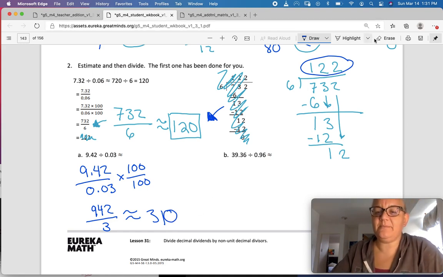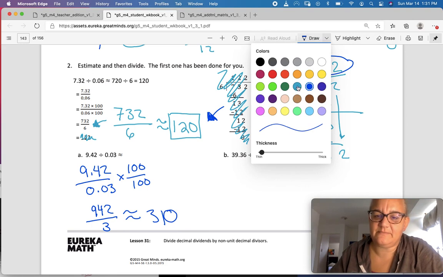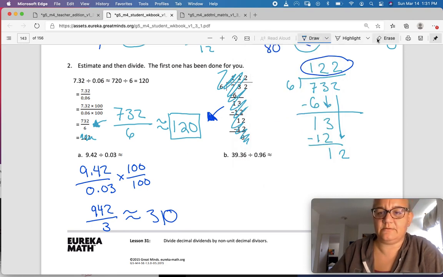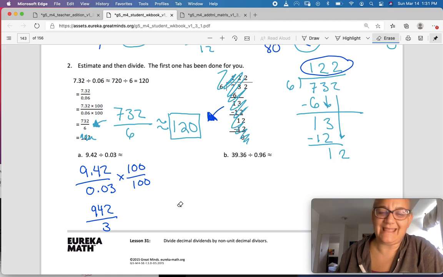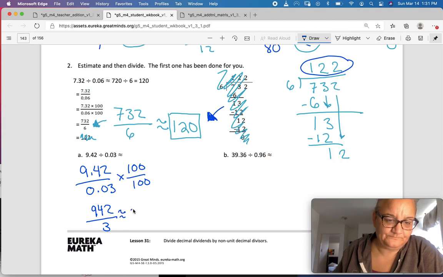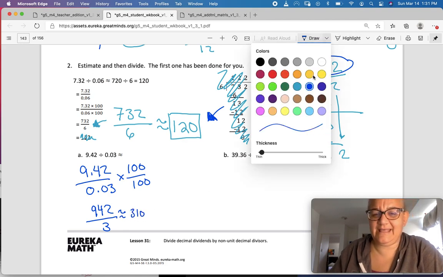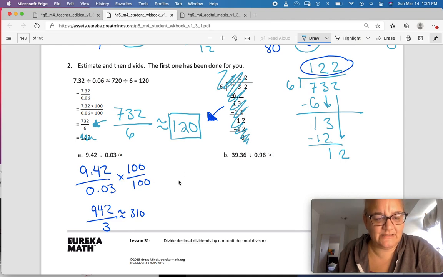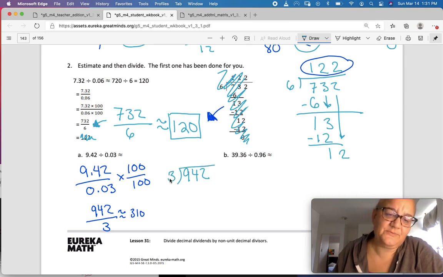Okay, now I'm going to do the long division step by step and show you how we got there. I'm going to make this a little smaller. Again, I have to practice writing smaller because I've been running out of room lately. And now I've got 942 divided by 3. And 3 goes into 900 3 times, well, 300 times. Okay. And then I'm going to bring down the 4 from the 10 spot with an arrow.